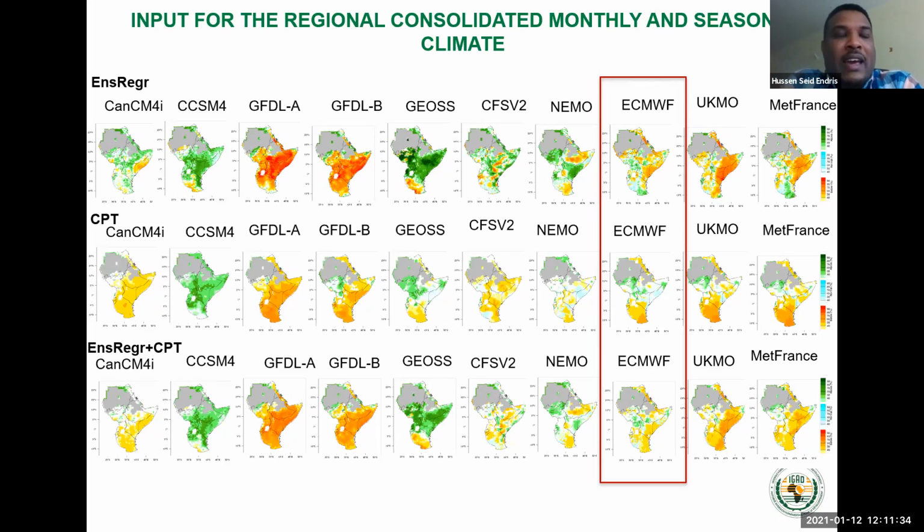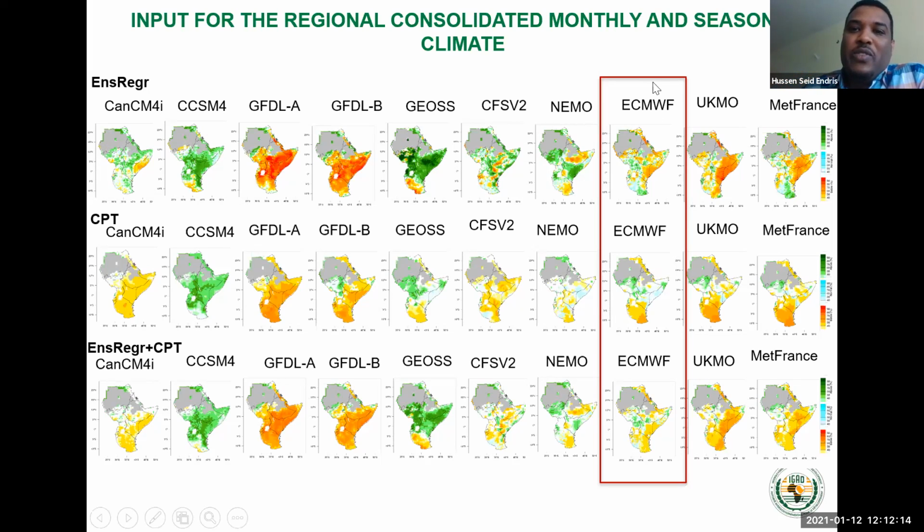So in ICPAC, when we produce the monthly and seasonal regional climate outlook, we use two different techniques and we use different models. One of the methods that we use is called the ensemble regression, and the other one is the climate predictability tool, which uses canonical correlation analysis, which most of you are aware of. We use these two techniques and we combine them objectively, then we get the final outlook.